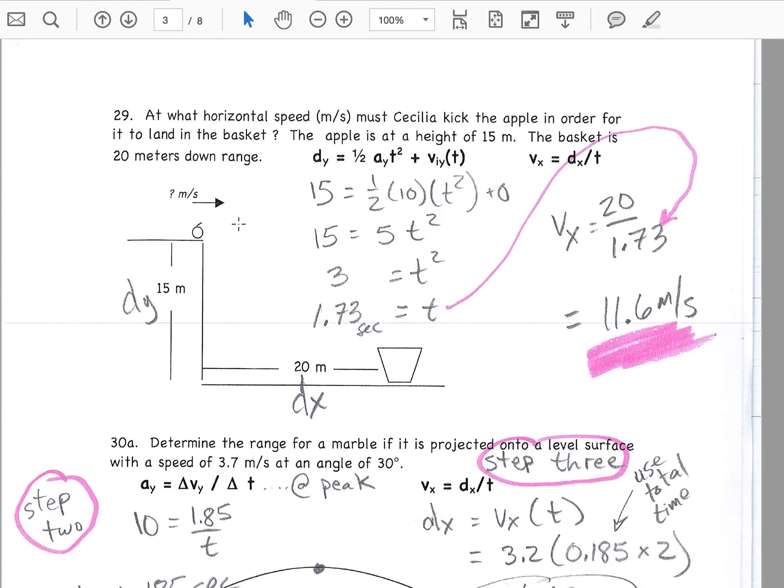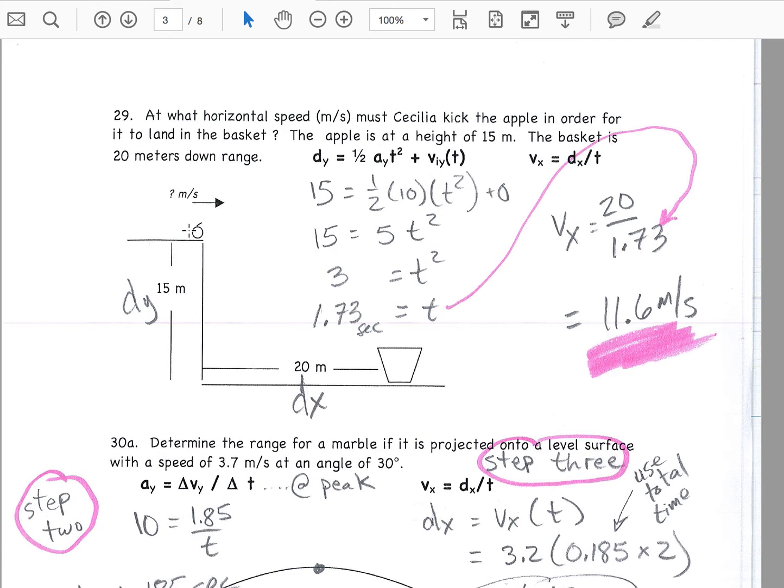29, now this is really a projectile problem where you're starting it at the peak. So it doesn't have to climb to the peak like a marble would. This is starting at the peak. It's going to be kicked or launched totally horizontally. So the way you do this is you use the height to figure out the time. So you're really solving that as free fall. Plug in your distance, get an answer for time.